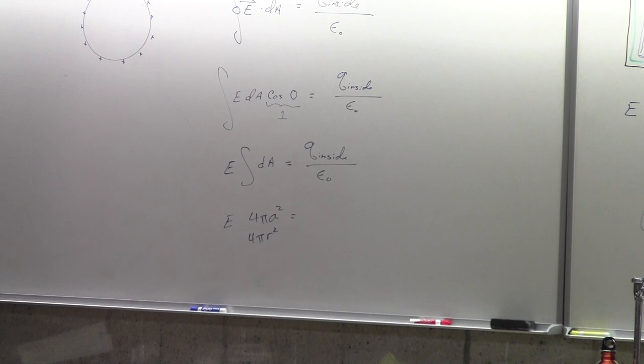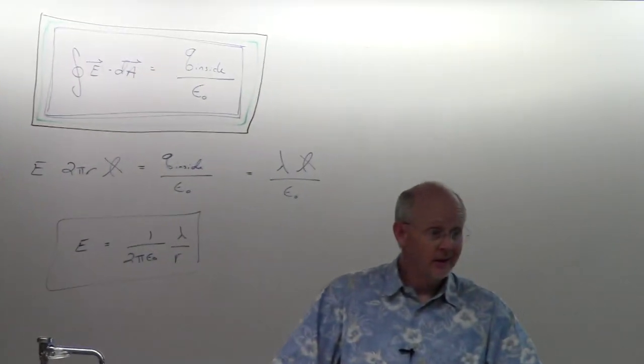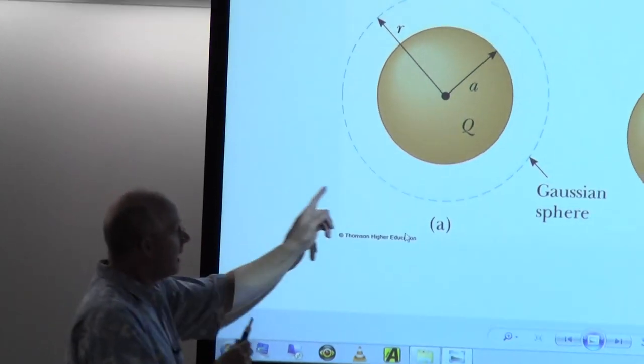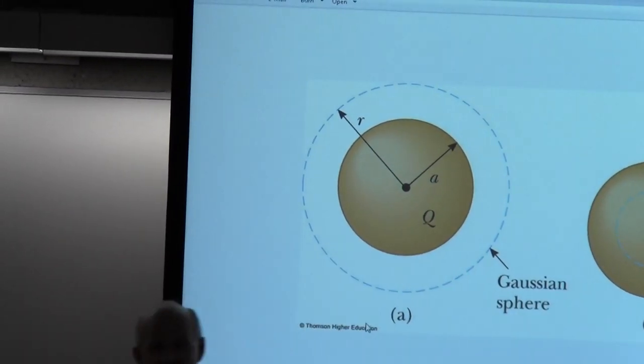And as simple as that seems, I see a lot of students on the test who put 4 pi a squared. That's the area of what? That's the ball, that's where the charge is. I'm not saying the area of the ball. What am I doing? I am integrating over the surface, the Gaussian surface.